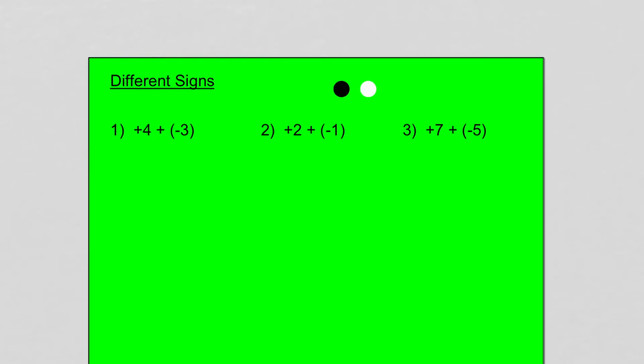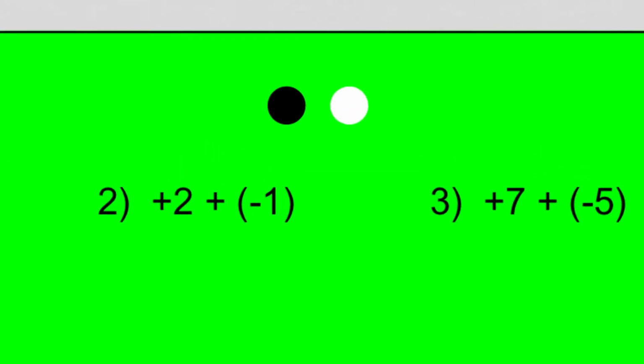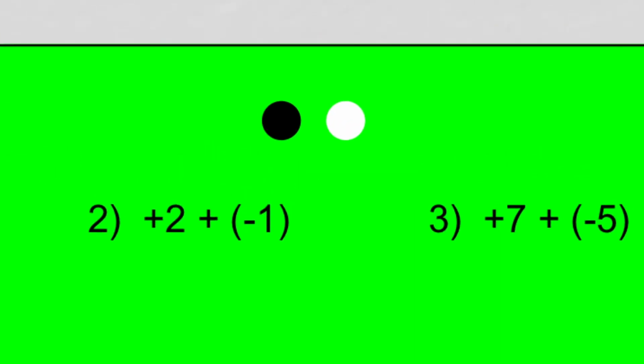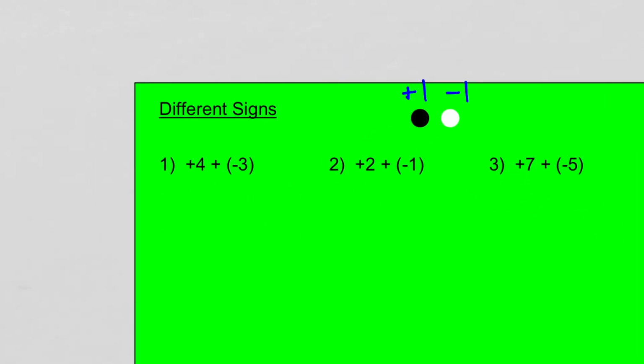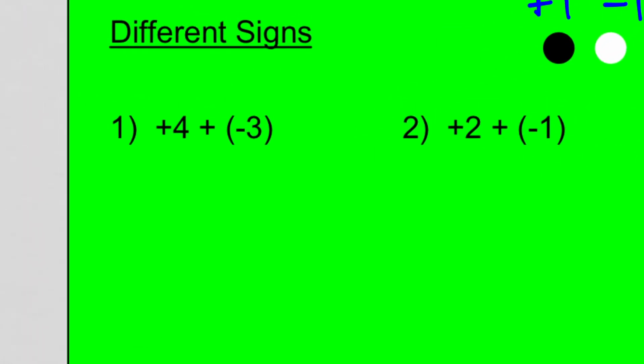Hey kids, Teacher Weber here with part 2 of the adding integers video. Now in part 2, we're going to look at what happens when integers have different signs. And we're still using our integer model where shaded circles represent positive 1 and unshaded circles represent negative 1. So let's take a look.